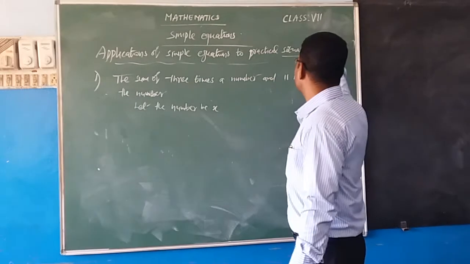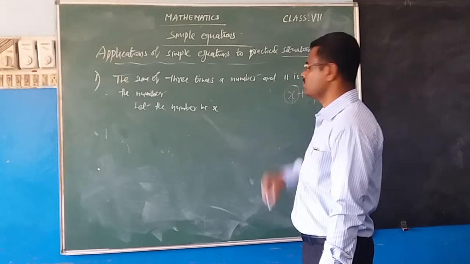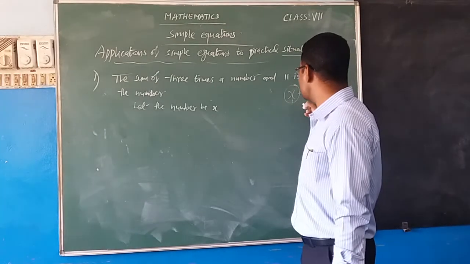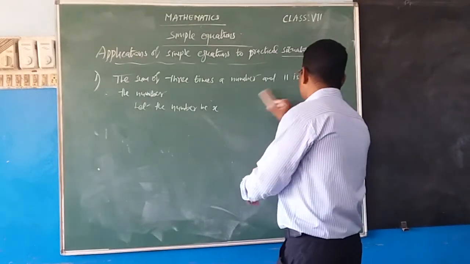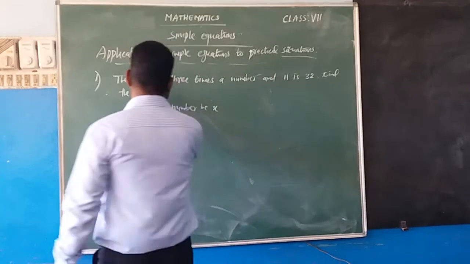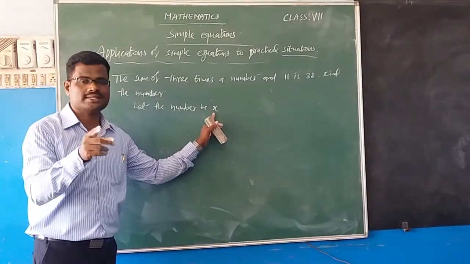So what I said? What is an expression? An expression is a combination of variables and constants. This x is called a variable. So let the number be x. The sum of 3 times a number. If the number is x, it is one time.